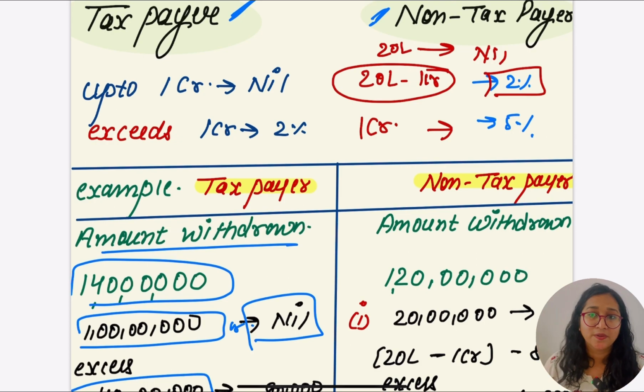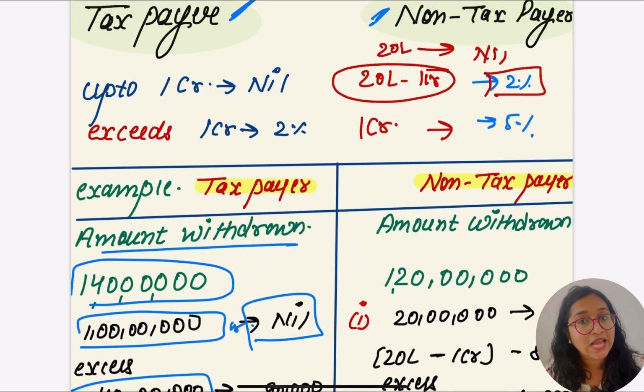There are two kinds of people who fall into this category. First is taxpayer, second is non-taxpayer. The taxpayer is one who has regularly filed the return of income, and the non-taxpayer is one who has not filed the return of income. So for taxpayer, 2%, if the cash withdrawal exceeds 1 crore, we are only going to take the excess amount, the excess of 1 crore. Up to 1 crore, no TDS is going to be applied. So for the excess amount, it is going to be 2% of the excess of 1 crore.